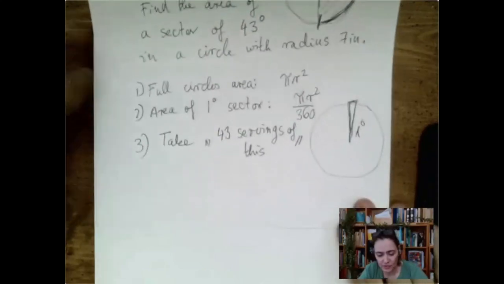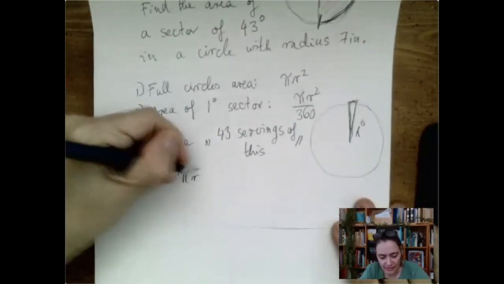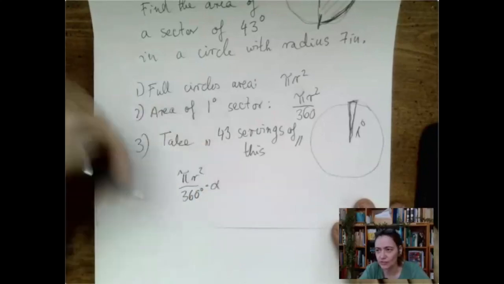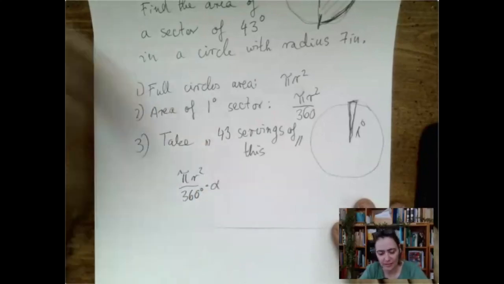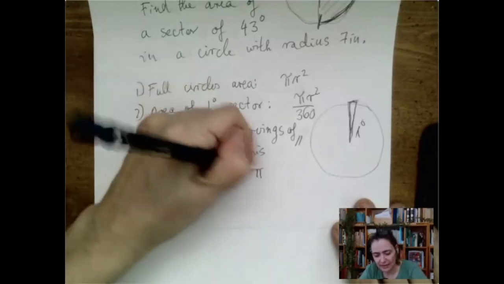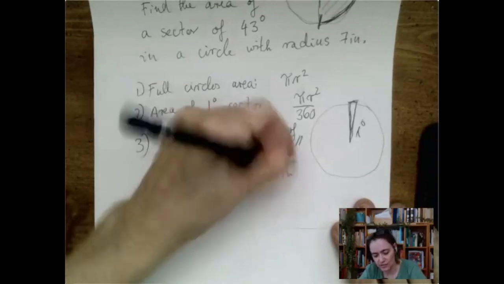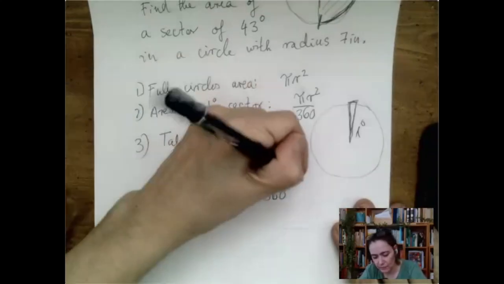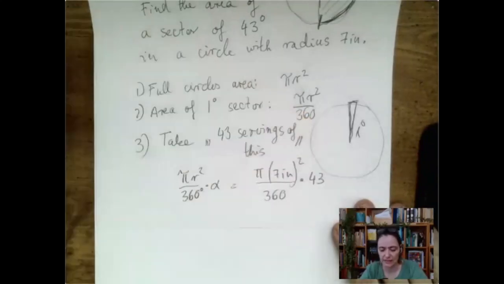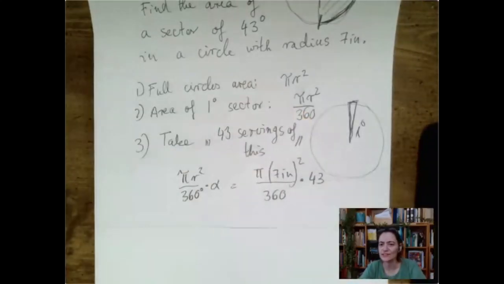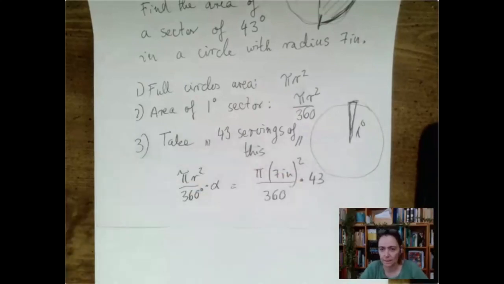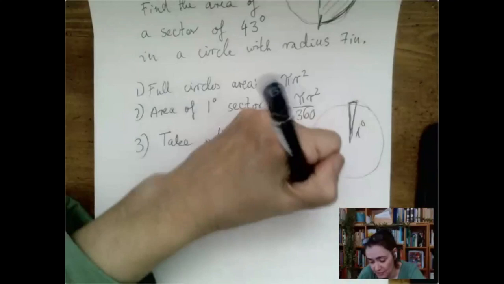It's pretty reasonable. So it's going to be pi r squared over 360 times alpha, but you don't have to memorize it. Just remember the story. Or in this case, pi times 7 inches squared divided by 360 times 43. And the degrees cancel out, but it just looks so goofy if I write degree and degree, but they actually cancel out. That's it. I think that's the simplest way to do it.